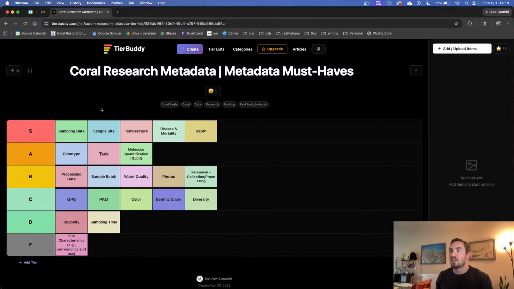So here's our finalized list of coral research metadata things you should always be keeping track of. Should be like a given on your data sheets: sampling date, sample site, temperature, disease, mortality or bleaching, and depth. Always good to have. Number of hydroid stings. That is important to keep track of, although you may lose count. That's a lot.